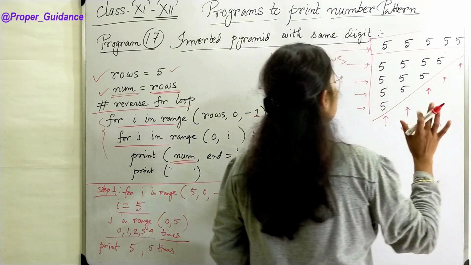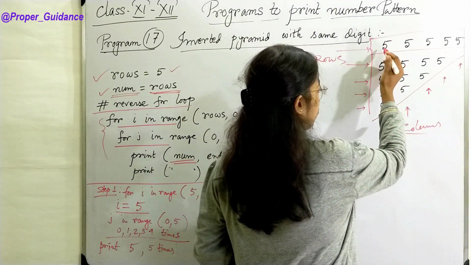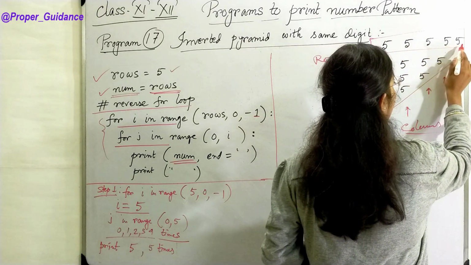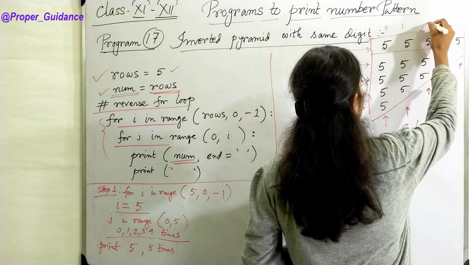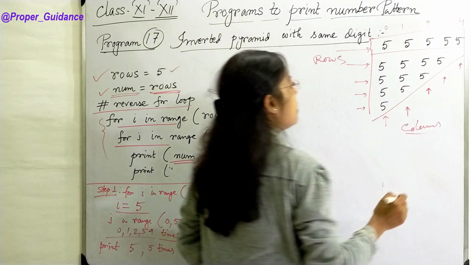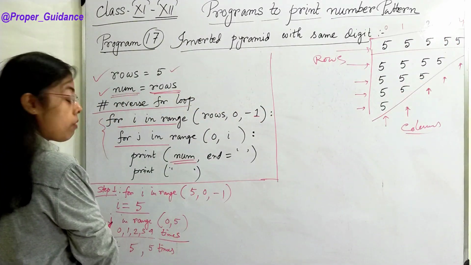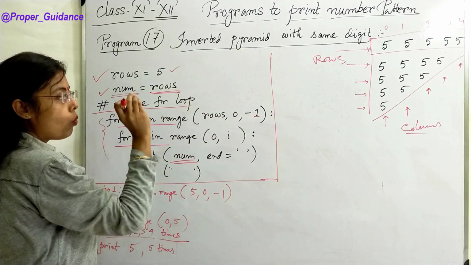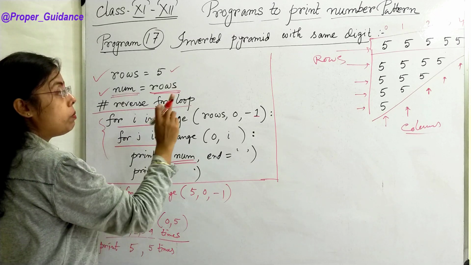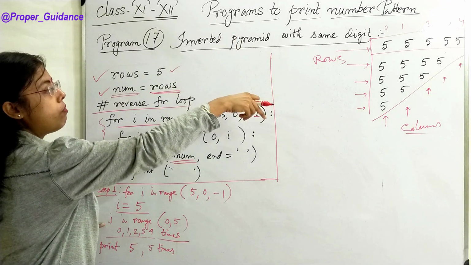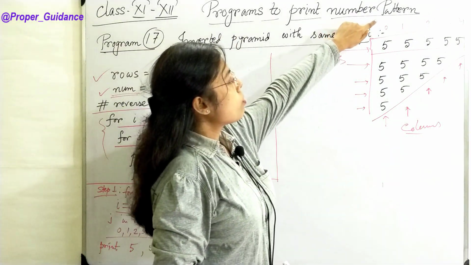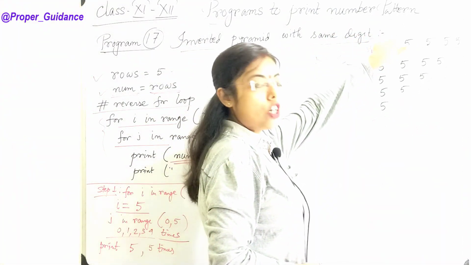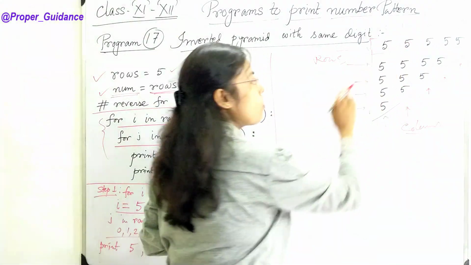That is 5 times it will display 5 in the first row: 1, 2, 3, 4 and 5, for j equal to 0, 1, 2, 3 and 4. Clear? The value of j is used for the column. To set the column value, we use j in the for loop. So when j equals 0, it will print num, which equals 5. When j equals 1, it will print num, which equals 5.